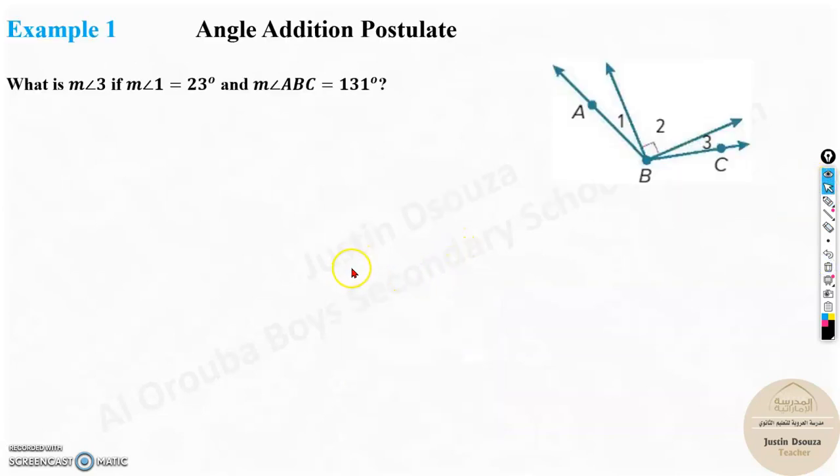And now we will look into a problem, angle addition postulate. Now we have over here the measure of angle 3. We need to find the measure of angle 3, this angle in this figure. The measure of angle 1 is 23 degrees and the total angle ABC is given as 131. Now how do we find angle 3?